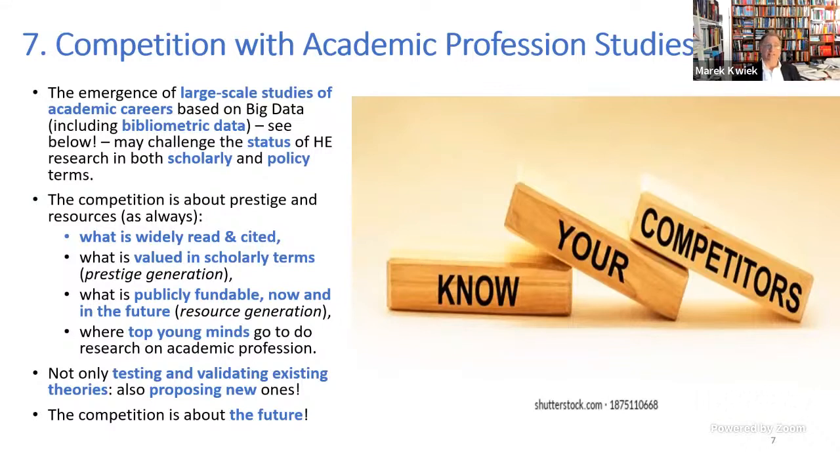You know the labels, science of science, but my question is also what the competition is about. The competition is, as always, about prestige and resources. For instance, what is widely read and widely cited? What is valued in scholarly terms? Which means prestige generation. What is publicly fundable, which is resource generation? Where do top minds, young minds go to do research on the academic profession? Do they go to education faculties, or do they go to data or computing departments? It's a big issue. So the competition is basically about the future of academic profession studies.